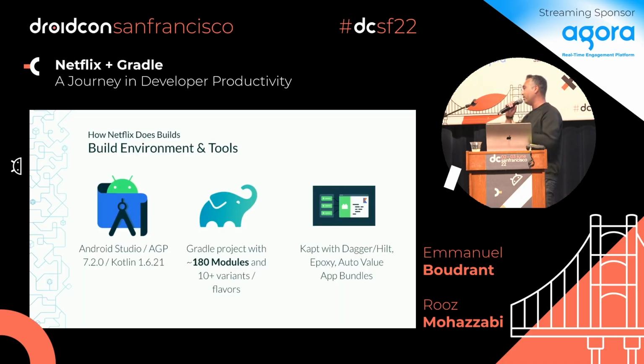All right, so Emmanuel, how does Netflix do builds? Tell us a little bit about the build environment. Okay, so at Netflix, we have a team of about 30 developers working on the Android code base. We use a pretty standard toolchain like Android Studio, AGP, the latest 7.2, and Kotlin, the latest 1.6.21. We try to ship an APK every week to the Play Store. And our project is a Gradle project. We have 180 modules at that time. We use 10 variants. We have 2 variants we ship to customers, like Amazon and Google Play Store.